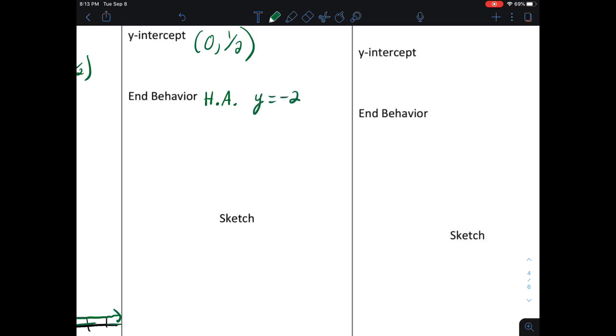And we can write this behavior using limits. So the limit as x heads towards the ends of its domain, which would be either negative infinity or positive infinity, this function is going to be approaching a value of negative 2.